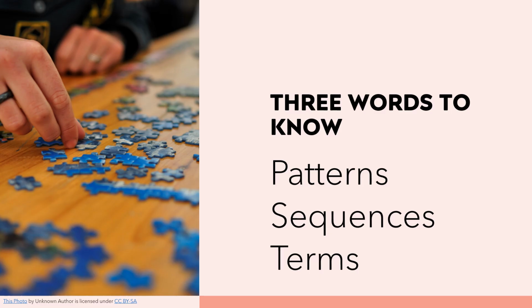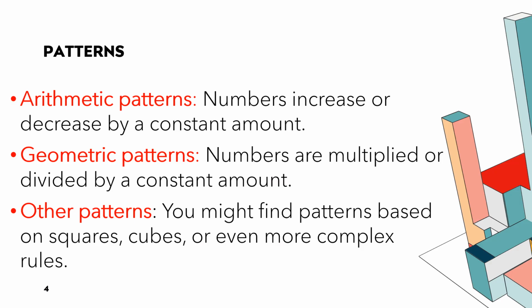We've got 3 words that we need to know. First is patterns. A pattern is anything that repeats in a predictable way. Sequences, well, a sequence is a list of numbers that follows a pattern. So a sequence is always a pattern, but a pattern is not always a sequence. And finally, term. Each number in a sequence is called a term. Let's explore these concepts a little bit further.